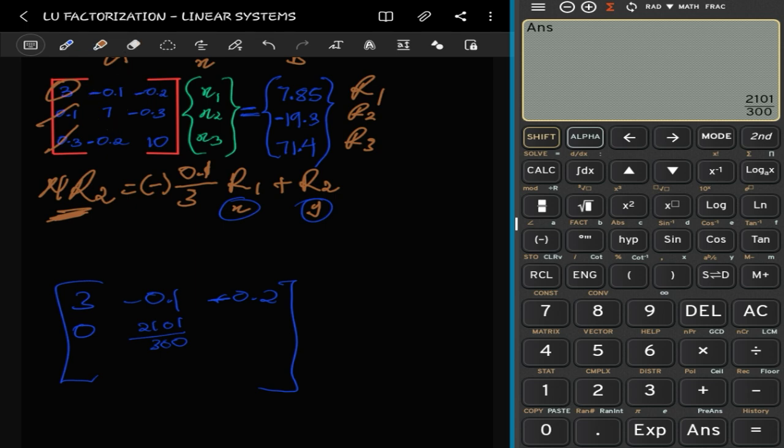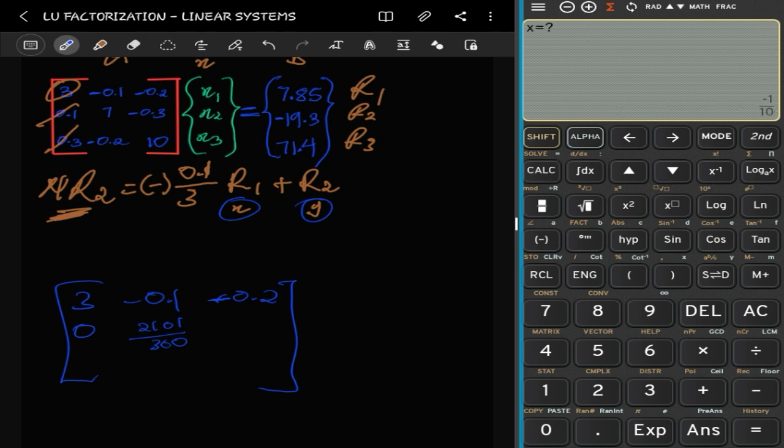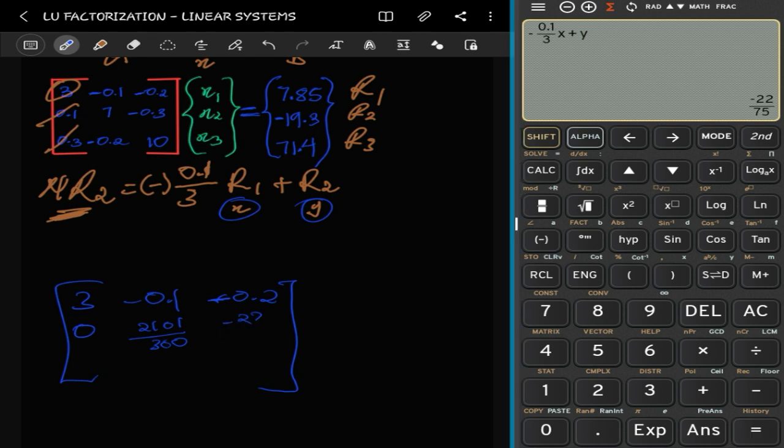Okay, now what are we considering? Our x is what? Minus 0.2. And our y is what? Minus 0.3, right? And that gives us minus 22 on 75, right? Now we have row 2. Row 1 and row 2 already. We move on to row 3.